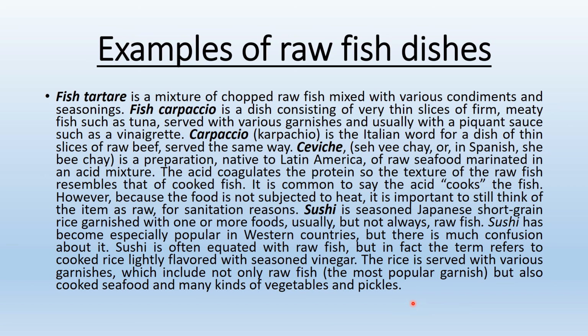And they have the one I mentioned before, which is known as sashimi. Sashimi is almost like fish carpaccio. This is just the Japanese version. So this is an example of the raw fish dishes.